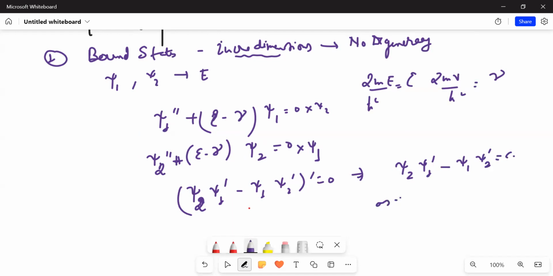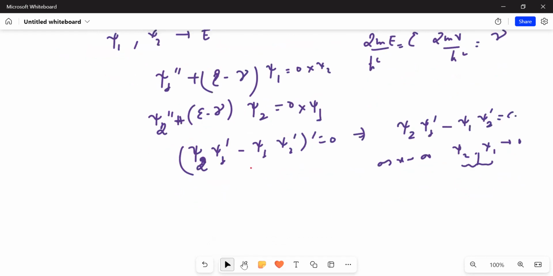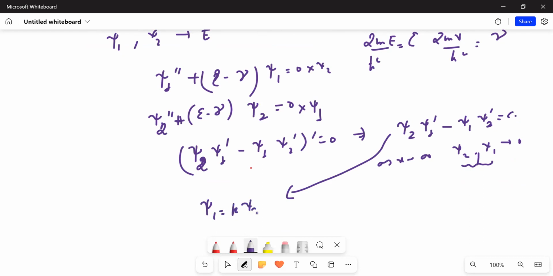And I know that as x tends to infinity, psi2 and psi1 both tend to 0. For all normalizable states, this is the truth. So C goes to 0, which would imply that when solved, psi1 is equal to k times psi2. And which indeed means that these wave functions are not different, rather they're one.